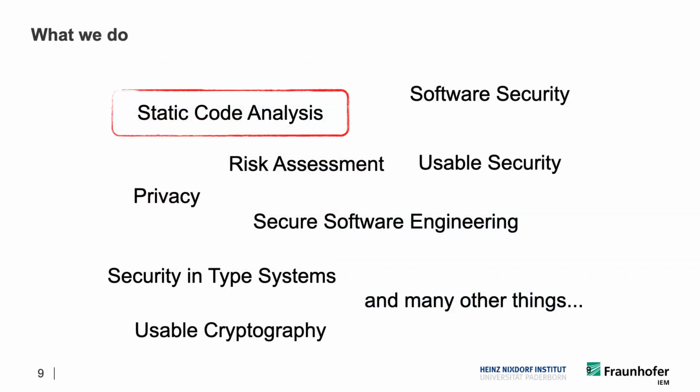In general, my group is concerned with many topics in the realm of secure software engineering. So it's a lot broader than static code analysis. We also care, for instance, about usable security, security in type systems, but also usable cryptography. We have done work on risk assessment, threat modeling, this kind of stuff. But static code analysis is a major centerpiece of our research. And that's also why I'm dedicating even two courses to this topic.